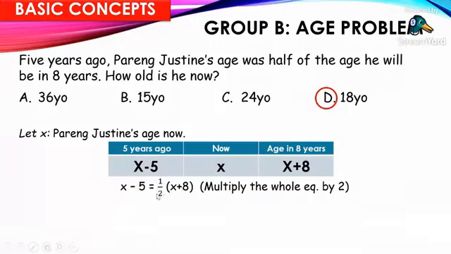So multiply the whole equation by 2, or we say cross multiplication, that would become 2x, or x times 2 is 2x, then 2 times 5 is 10, is equal to, times 2 ito, so cancel this out, 1/2 times 2 is 1, so x plus 8. And then combine like terms, 2x minus x, and 8 plus 10. So x is equal to 18. So that is his age now. He is 18 years old.